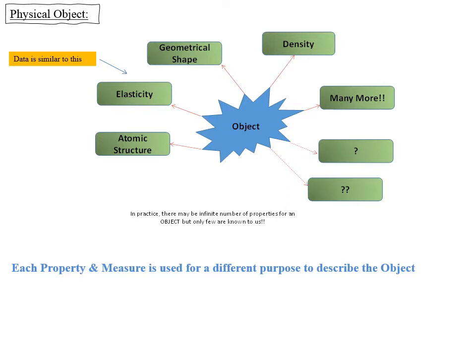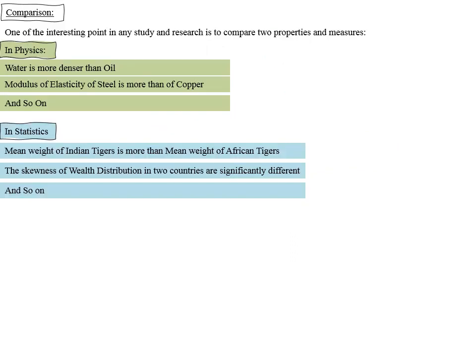For example, if you look at a physical object, it has shape, density, elasticity, atomic structure, ability to conduct electricity, semiconductor, and so on. Normally in physics, we make a comparison of two substances on the basis of density. We make a comparison of two materials on the basis of elasticity. In statistics, we have something similar to those.